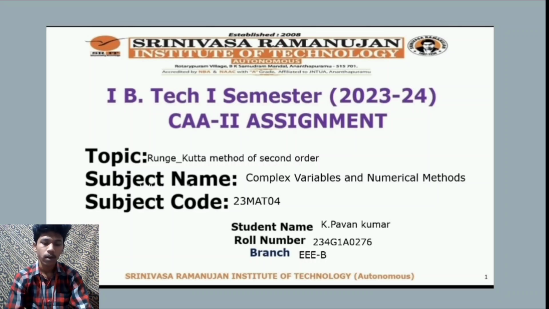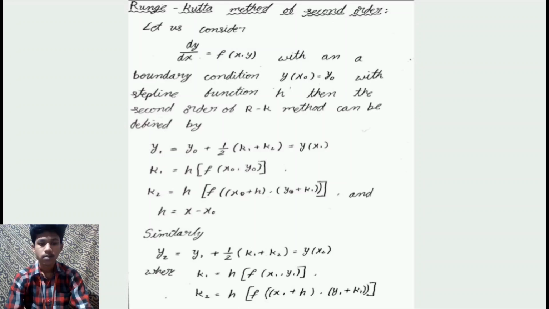In this video, I want to explain about the Runge-Kutta method of second order. Firstly, we can see the notations in the Runge-Kutta method of second order. Let us consider dy by dx is equal to f of x comma y with a boundary condition y of x naught is equal to y naught with step size h.